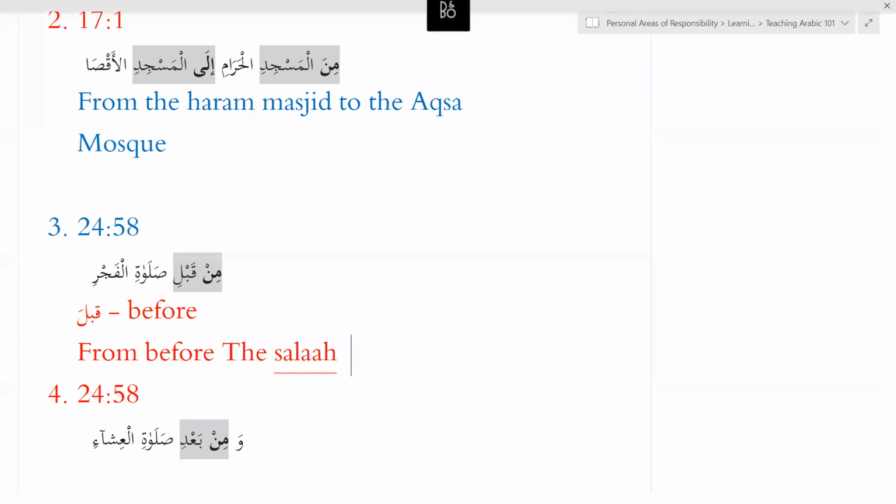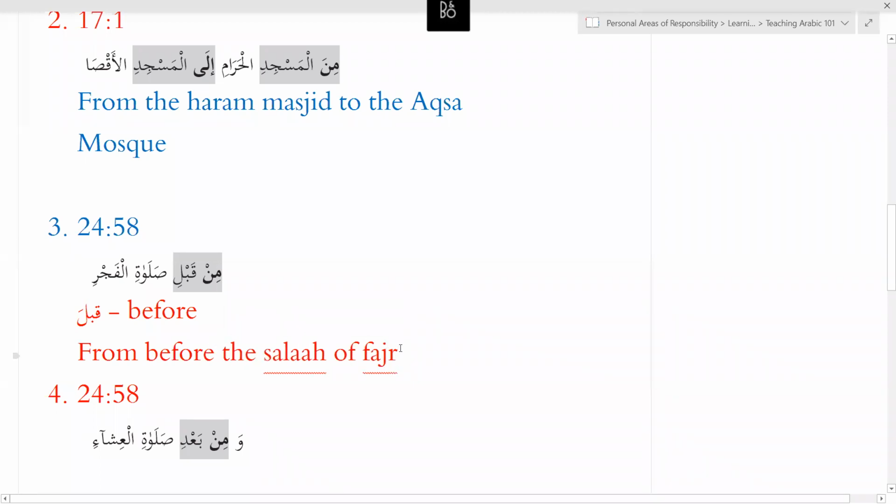Salah of Fajr. Why Salah of Fajr? Because this is in the Mudaf ilayhi form. Mudaf: we have Salati, no al, no tanween. Okay, so it's Salati, and we have al Fajri. So there's an "of" here. So before the Salah of Fajr, that's what it means.